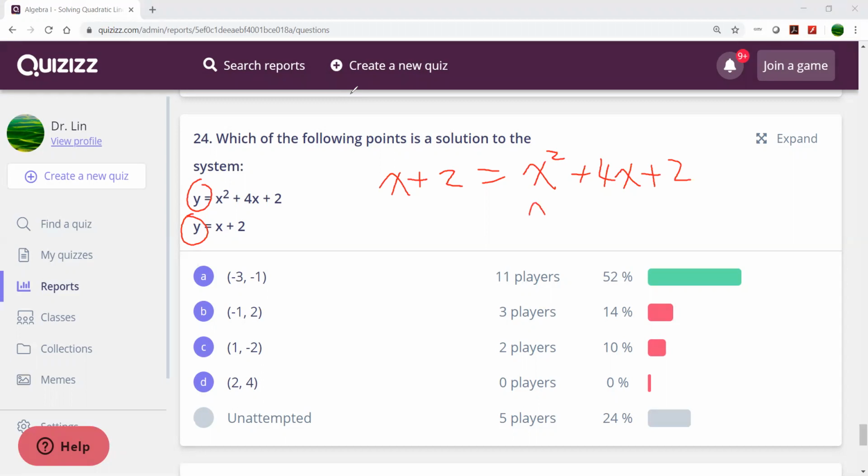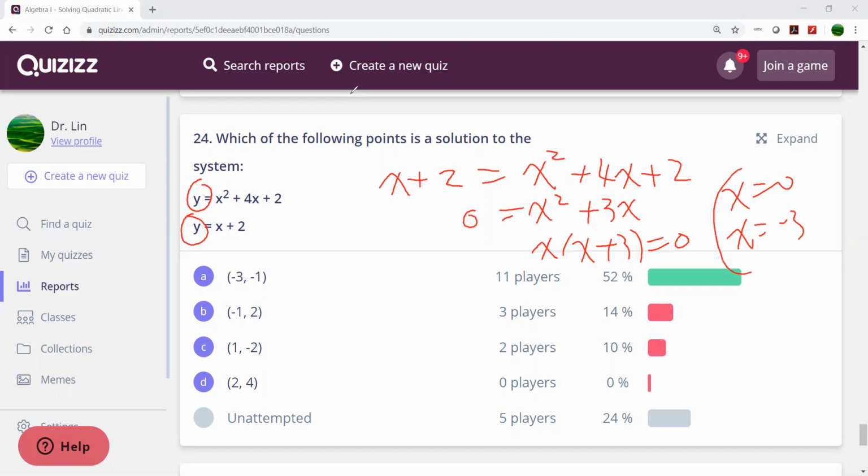So what you get here is, move everything to the right side and combine like terms, equal 0. So x plus 3 equals 0. So x equals 0 or x equals -3, right? They actually have two answers. One is 0, one is -3. Okay, I think in this part everyone can do it right now.